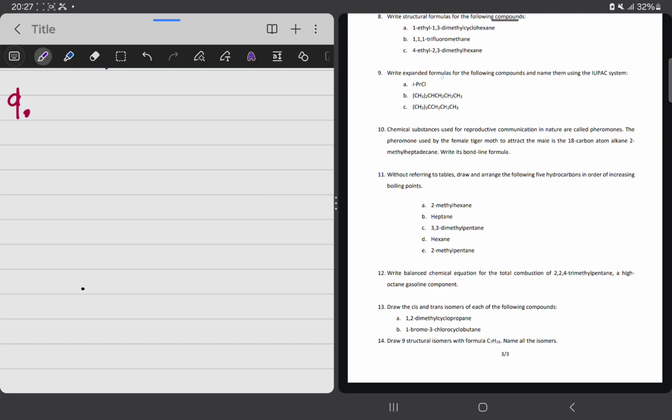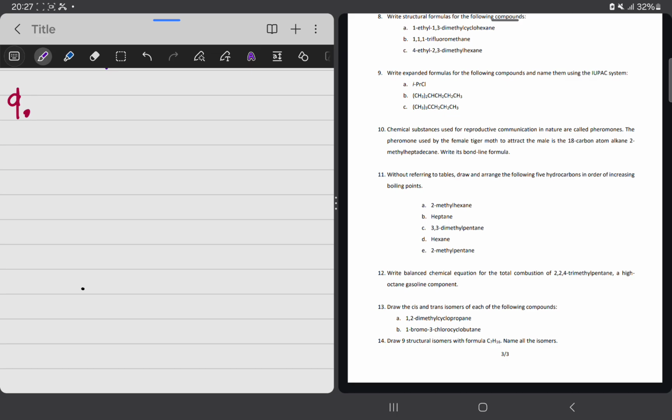It says write expanded formulas for the following compounds. Remember, it's naming and drawing. So they can give you one structure and they ask for the other. They can give you structural formula and ask for expanded formula, expanded structural formula. They'll give you the condensed one and ask for the expanded, or whatever they give you.